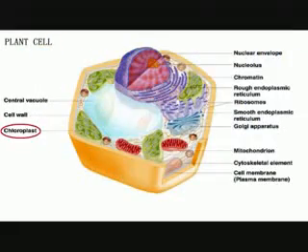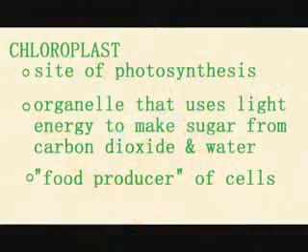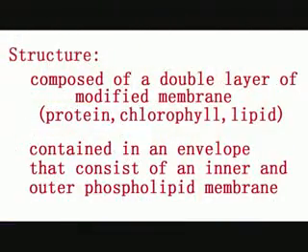Now for the chloroplast. The chloroplast is the site of photosynthesis. It's an organelle that uses light energy to make sugar from carbon dioxide and water. It is a food producer of cells. It is composed of a double layer of modified membrane. It is contained in an envelope that consists of an inner and outer phospholipid membrane.